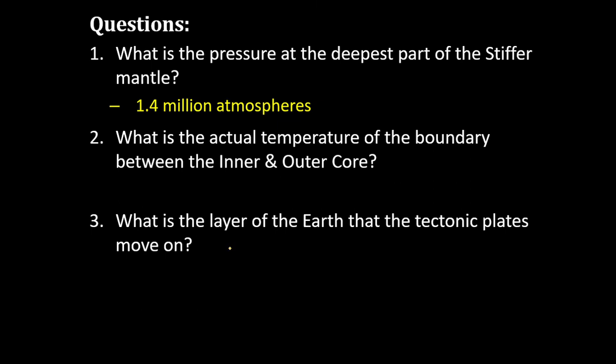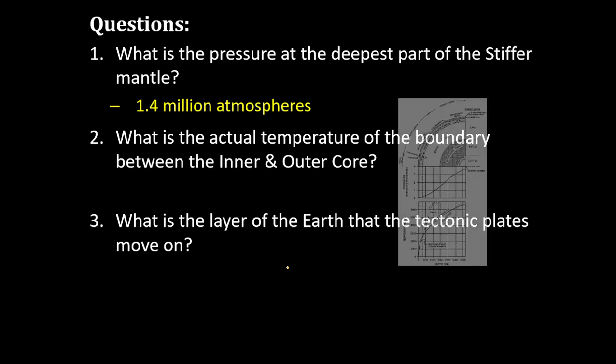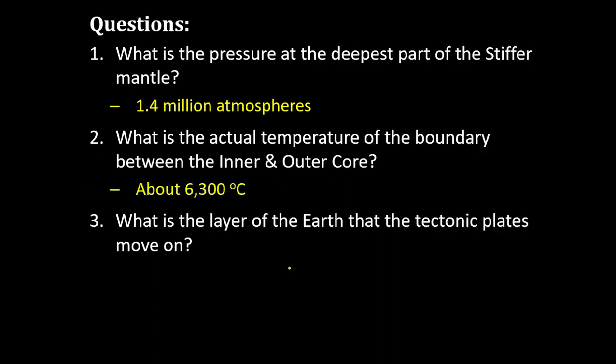Okay? Next, what is the actual temperature of the boundary between the inner and outer core? So I want the temperature between the inner and outer core boundary. Here is the outer core, here is the inner core, this is the boundary, and I want the temperature. So we're going to come down to right about this point, and we're going to go straight over because I want the temperature. I'm sorry, my line is not straight. We are a little bit above 6,000. I would estimate it to be about 6,300. If you said 6,200, 6,400 degrees Celsius, you are close enough, right? You have to be close, not perfect.